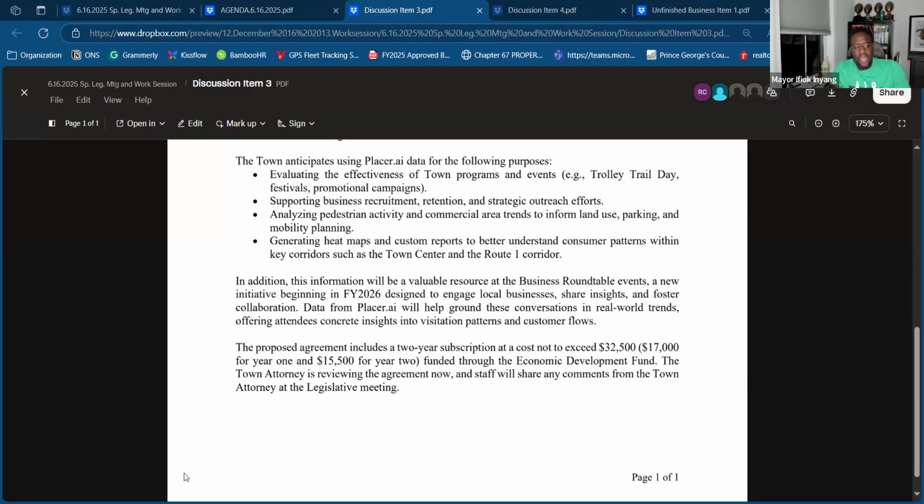Are you aware of any businesses within town that already opt into something similar to this? I'm not aware of anything, but I can certainly do some more research to find alternatives or to see if any business is already participating in anything similar, but nothing's been brought to our attention yet.